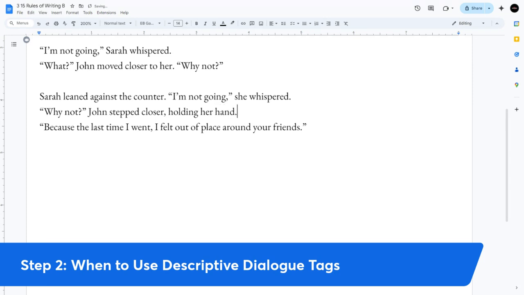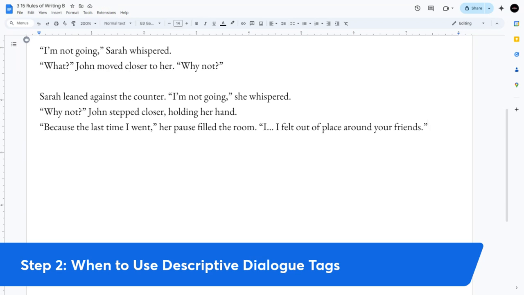So what's the difference here? Right off the bat, it has a little bit more empathy to it. We don't have to have him say "what," because his behavior, stepping closer, shows it. He didn't necessarily hear, holding her closer. And then you could have her talk, "Because the last time I went," and maybe we'll stop it here and have her pause fill the room. And maybe we'll make her stutter a little bit, give it a little bit more.